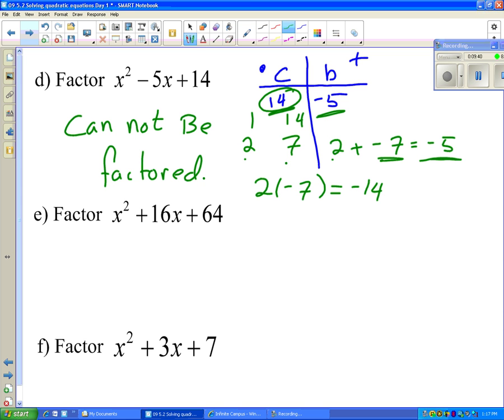You have two more here. I'd like you to try to factor out, see what you can come up with. I will have the answers in class tomorrow. One of these is factorable. One of these is not. See what you can come up with.